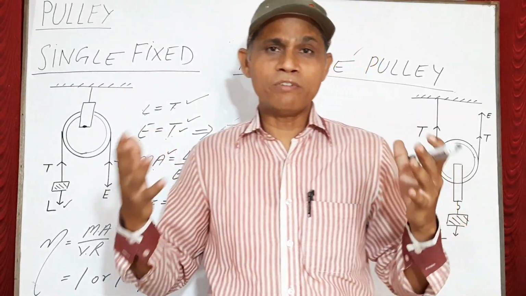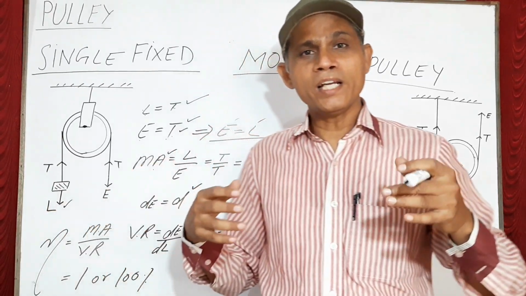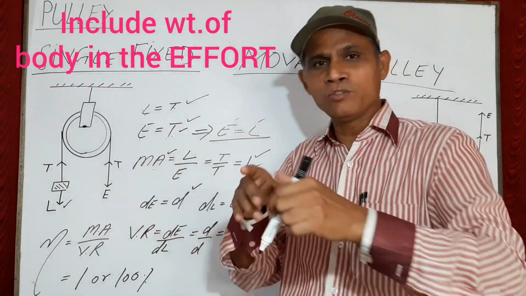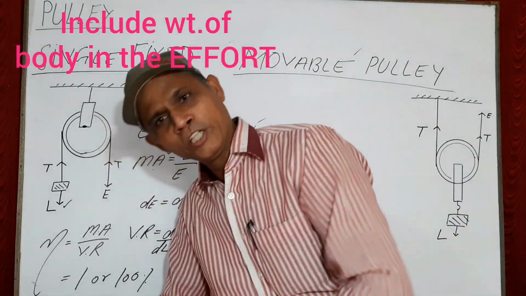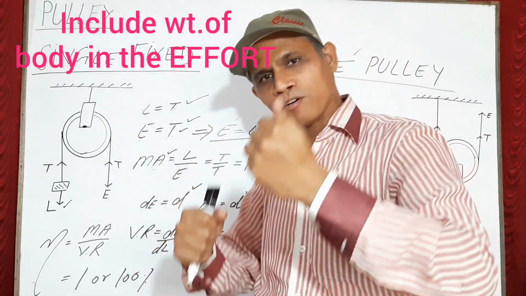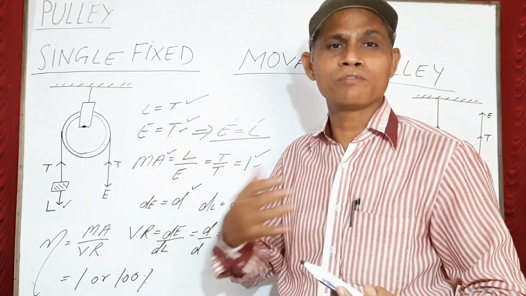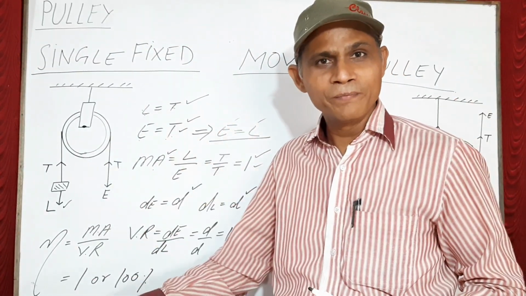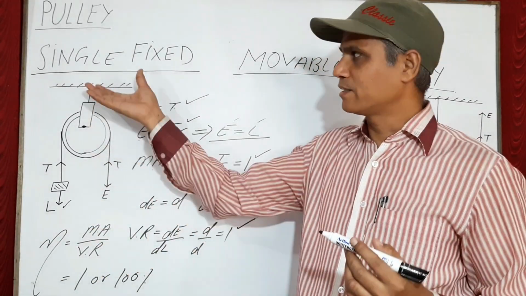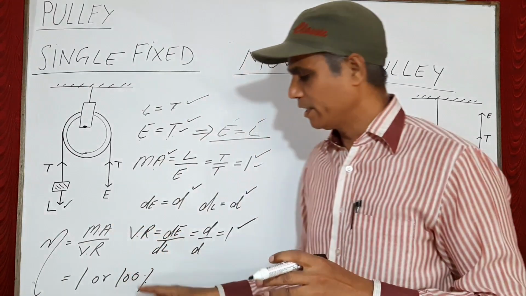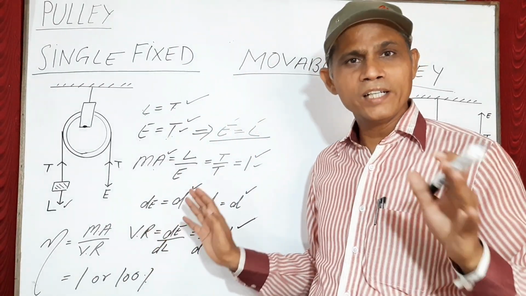And its one benefit is that you can include the weight of the body also in the effort. When you are just pulling it down, you can use your weight also. So it will be easier for you. Your effort will be more because weight is also included in the effort. So this is about the single fixed pulley. I suppose up to here this is clear to you.